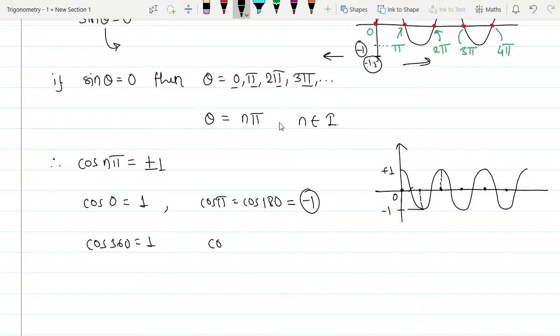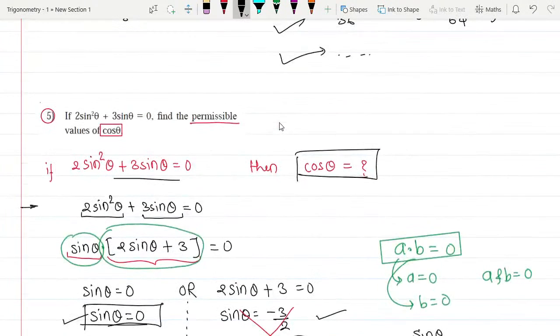Again cos of 3 pi will go to the second quadrant, which again gives me -1. See, the values are +1, -1, +1, -1. So finally what I can say is that cos of n pi is equals to plus or minus 1, which is my answer. Is it okay? I hope you are understanding this. Very good question actually. From the given question we have solved for theta, and then we substitute that theta in this cos and we get the answer.